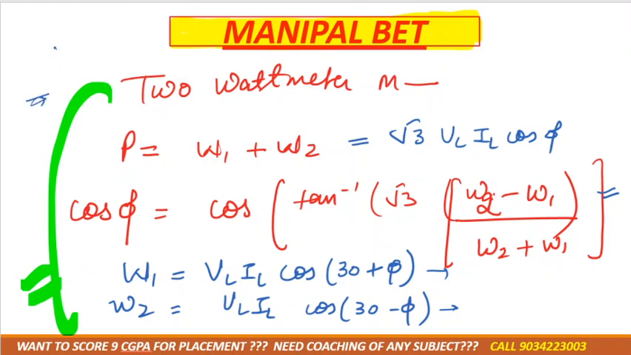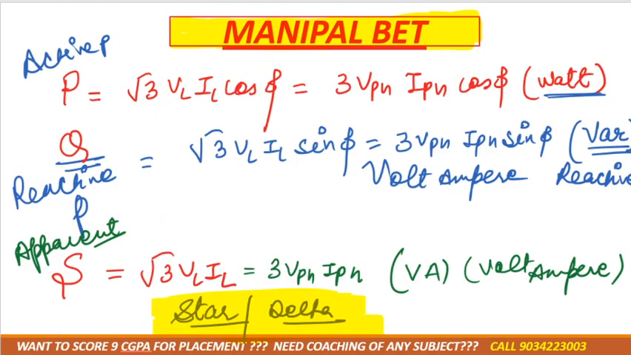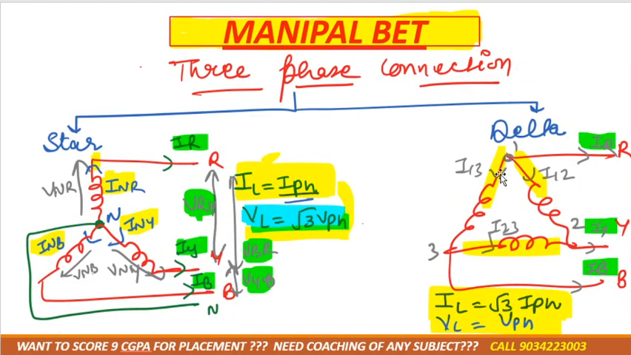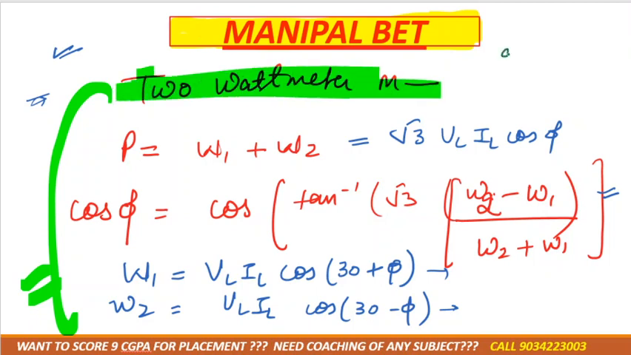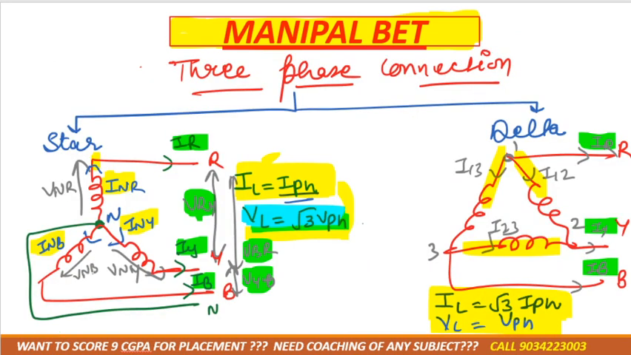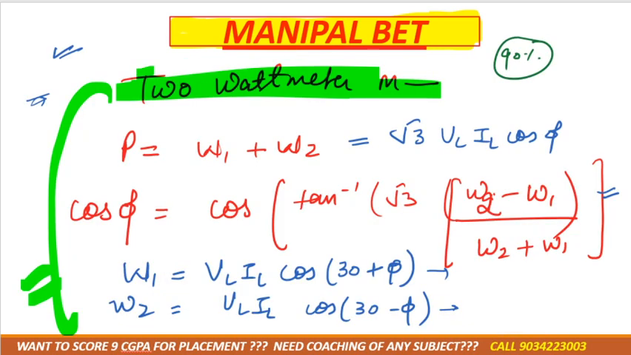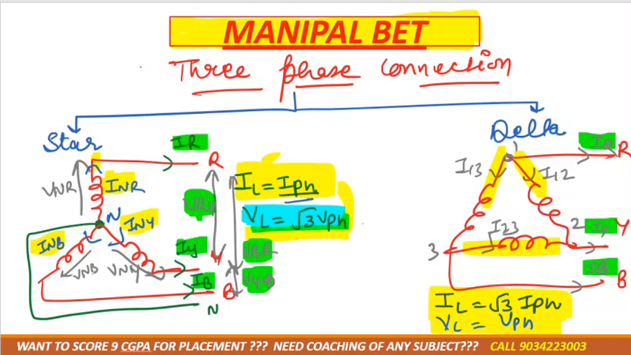So you don't need to remember this formula because this is already given in your handbook, but you should know where we need to apply. One of the questions will definitely come from either star or delta, 100% sure, or maybe another question you will get from the two wattmeter method. I'm saying that 90% chance, because every time you will get two questions in Manipal based on this. One based on star and delta, and it is of 10 marks. See, it is of complete 10 marks. If you score in this, then you won't be able to fail, right?